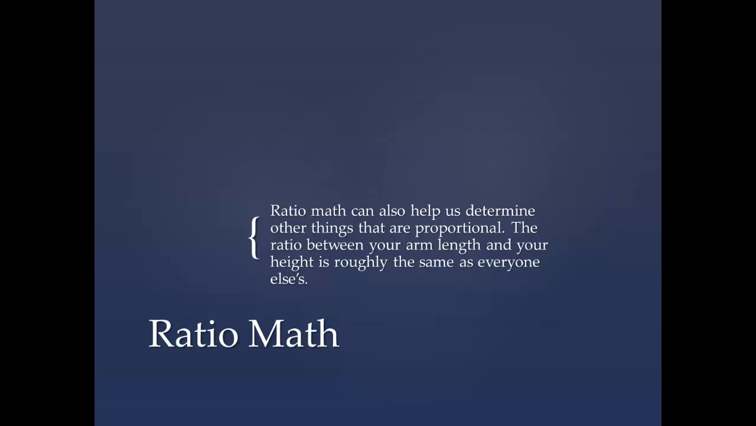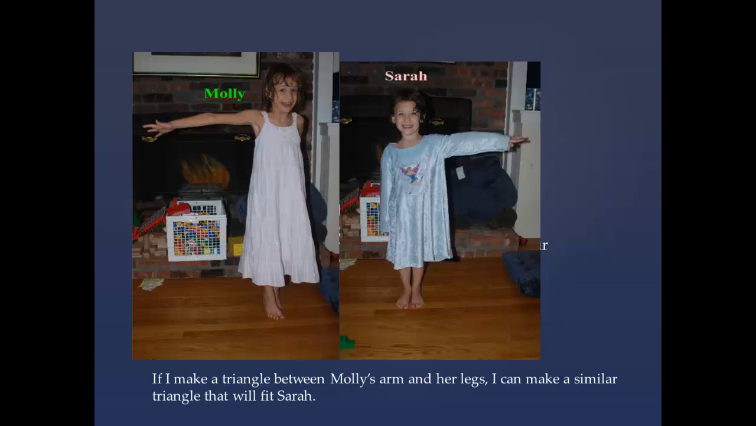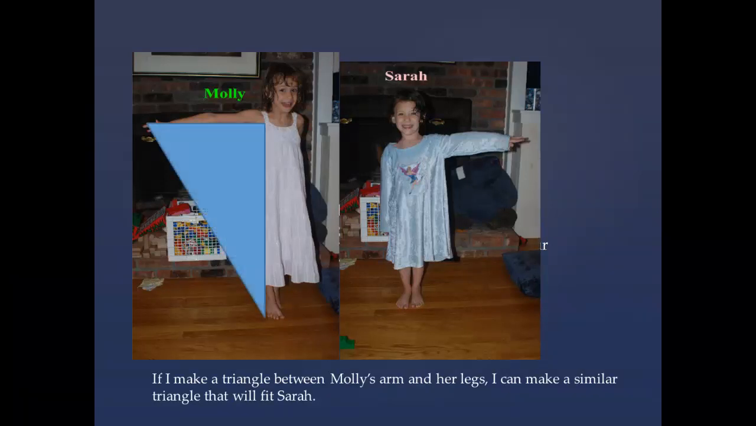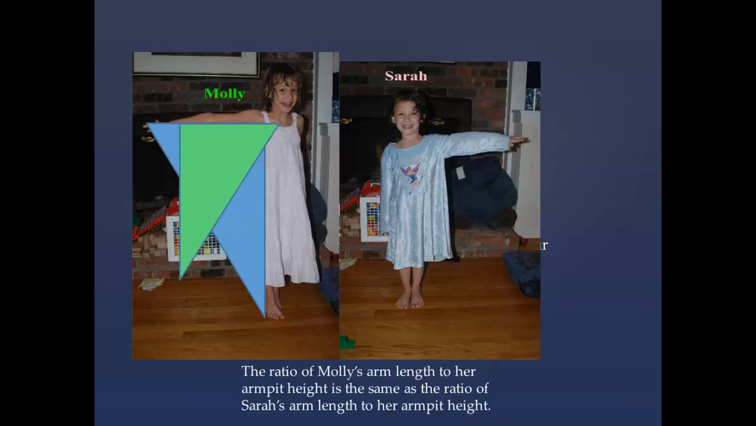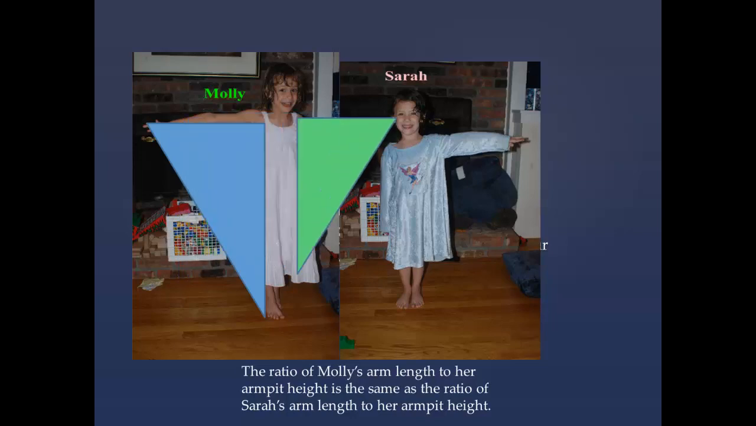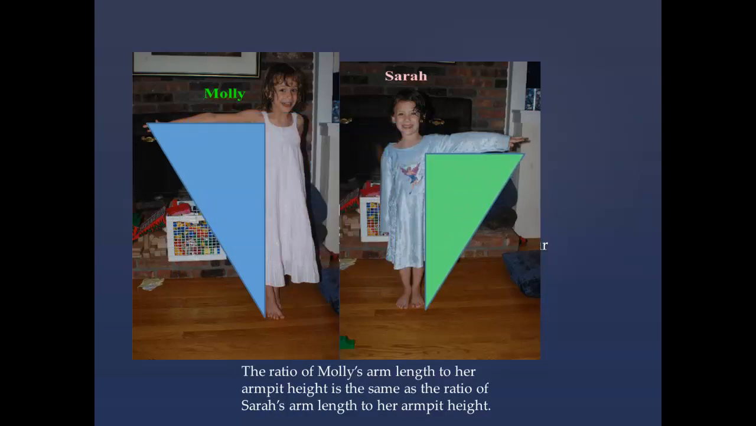Ratio math can also help us determine other things that are proportional. The ratio between your arm length and your height is roughly the same as everyone else's. Here we have Molly and Sarah when they were a bit younger. If I make a triangle between Molly's arm and her legs, I can make a similar triangle that should fit Sarah. The ratio of Molly's arm length to her armpit height is the same as the ratio of Sarah's arm length to her armpit height. They fit pretty well.